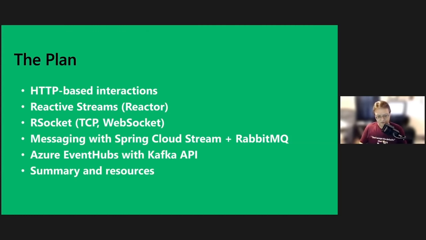And we're going to be building some APIs using reactive streams. Then we're going to step on into RSocket, which builds on Reactor. We're going to be using TCP and WebSocket, discussing some other options you have at your disposal as well. And then we're going to shift gears a little bit and talk about messaging, because messaging is another way that you can pass information among various different Spring Boot-based applications.